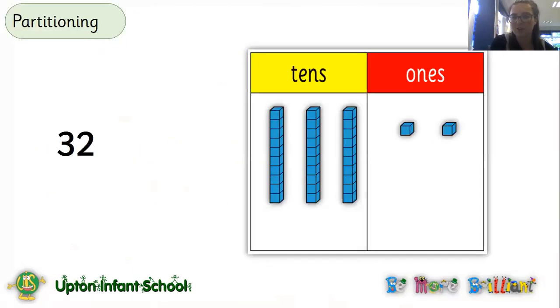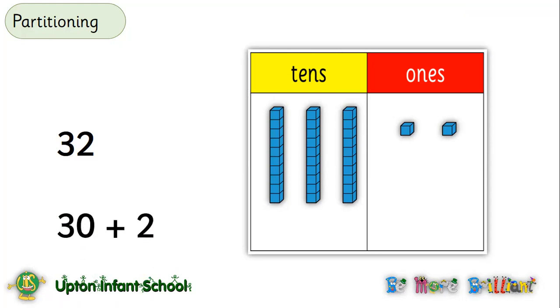So if I just talk to you through partitioning first, then we've got my number 32 here, and we can see that it's got 3 tens and 2 ones. So we've got 30 add 2.